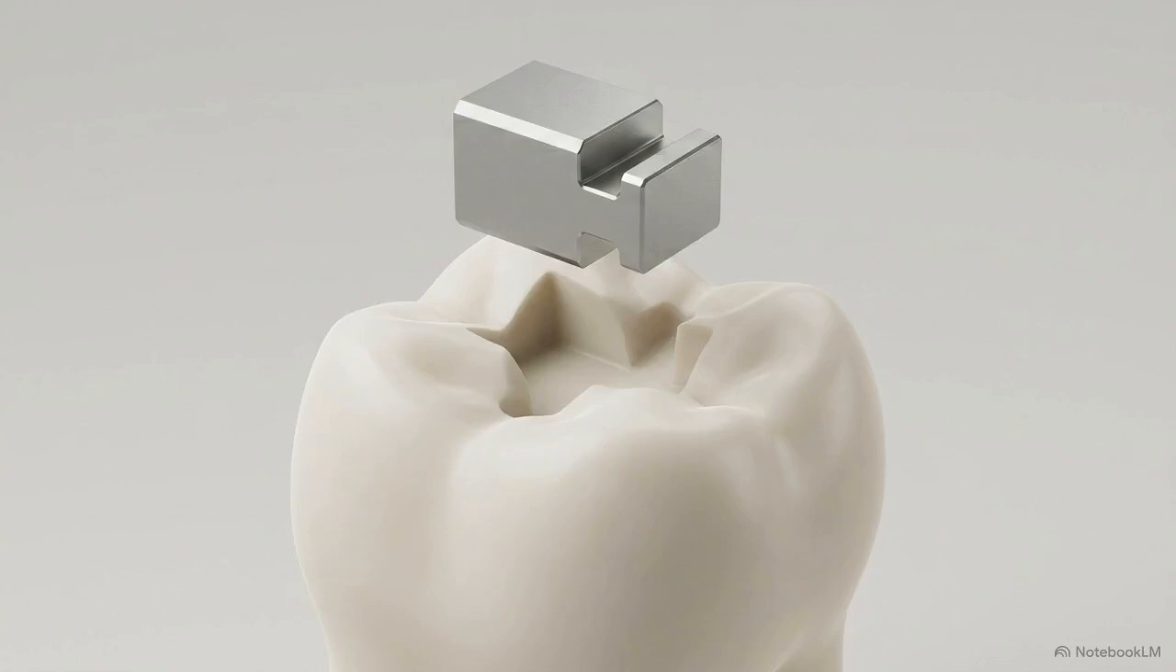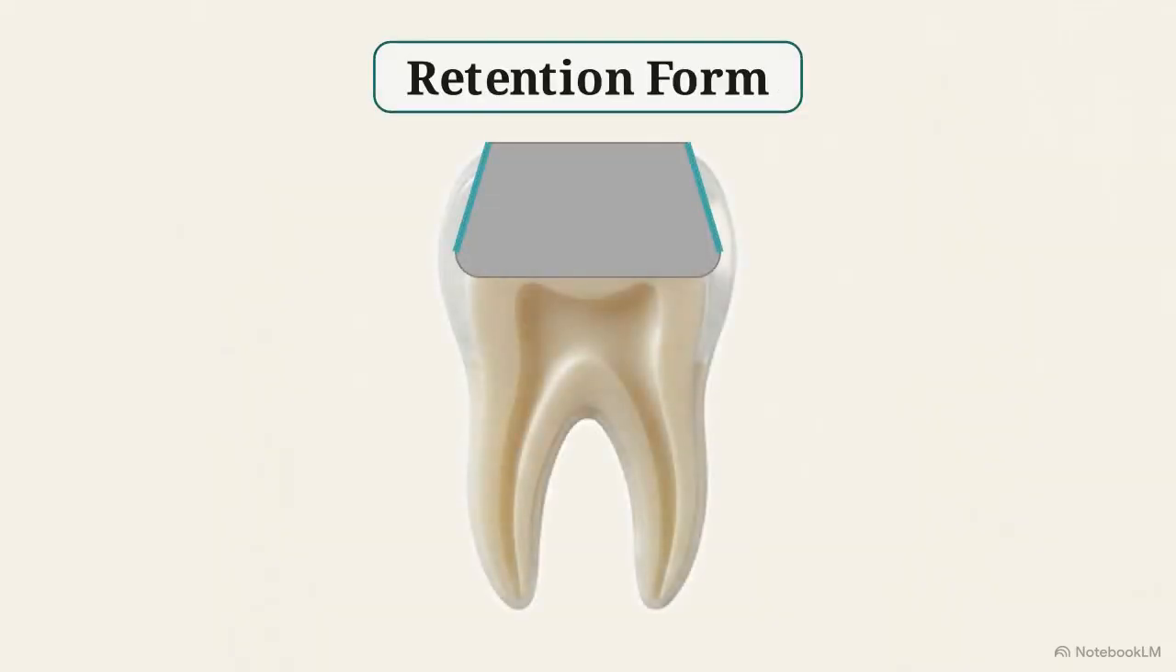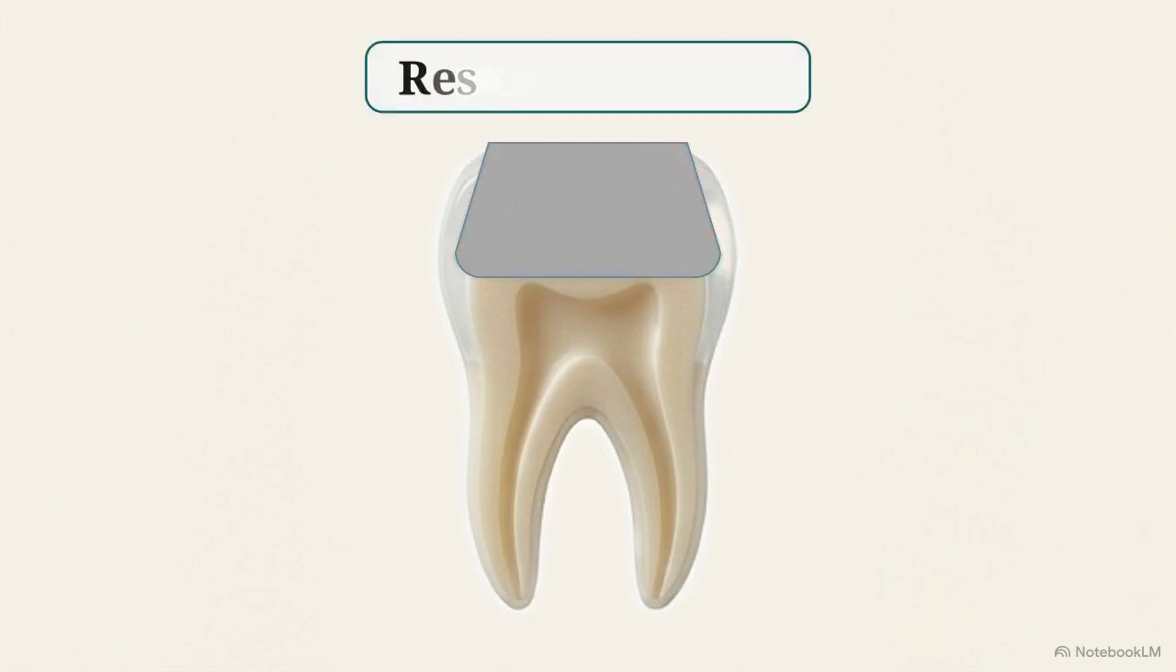The tooth must be carved into a specific macroscopic shape to trap the metal inside. Retention form angles internal dentin walls inward, locking the hardened amalgam against upward dislodging forces. Simultaneously, resistance form uses a flat pulpal floor and rounded internal line angles to distribute heavy downward forces evenly, preventing the remaining tooth from fracturing.